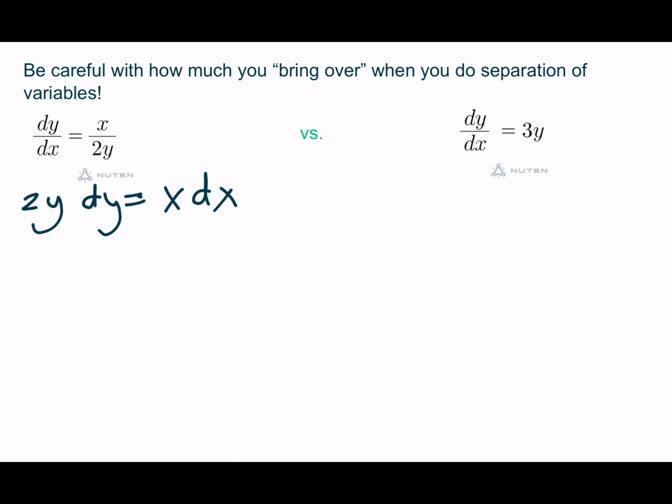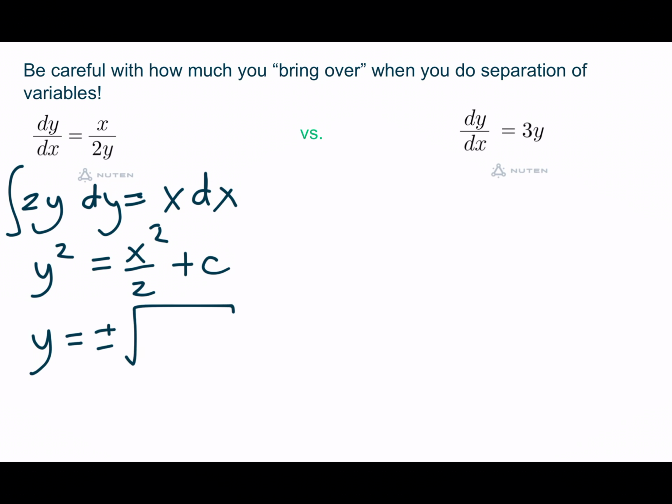So if I integrate this, the integral of 2y dy is beautiful. It's y squared, equals the antiderivative of x, which is x squared over 2 plus c. Okay, doing my general solution for y, it's real easy at this point. I do y equals plus or minus the square root of x squared over 2 plus c. Okay, square root of the entire side. I cannot emphasize that enough to you guys. Okay, and that worked out great. I brought over the whole thing and it was great.